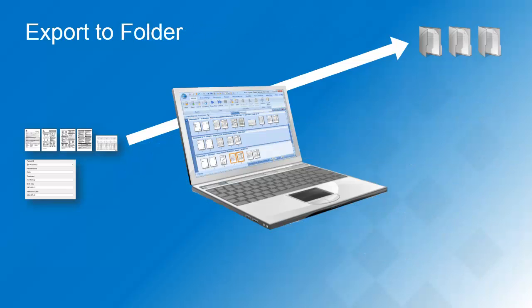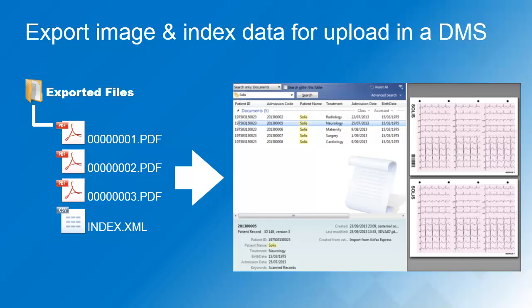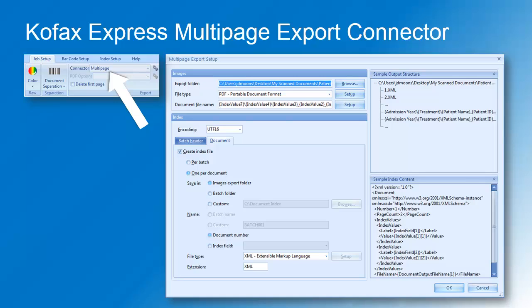This video focuses on exporting to folders in two ways. First, we show how to export to a folder structure using the index data. This pretty much mimics the paper archive and is easy to implement and use. Second, we will also export to a folder in combination with an index data file, and then upload everything in a document management system. To export to a folder, we make use of the Kofax Express Multipage export connector.